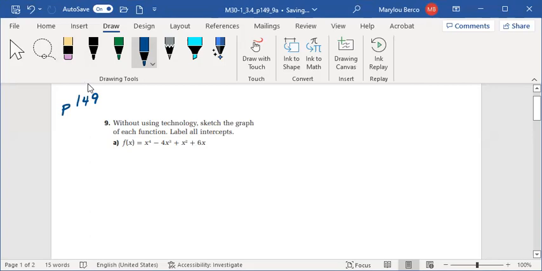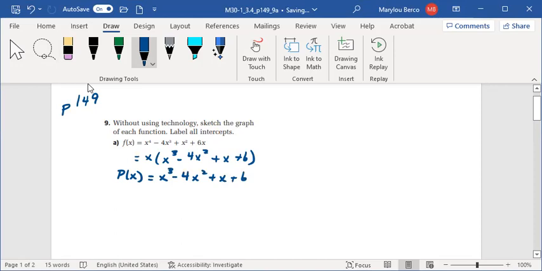6x. Okay, the first thing we're going to do is factor out a common factor of x, and we get x cubed minus 4x squared plus x plus 6. Okay, so for p of x, we're going to have to resort to synthetic division. So p of x equals x cubed minus 4x squared plus x plus 6.